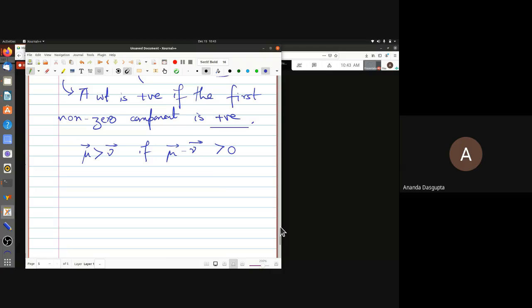But if mu1 equals nu1, then you move on to the next component. This, of course, is also called dictionary order or lexical order for the simple reason that's how dictionaries are ordered, right? You look at the first letter, when the first letters match, you look at the next letter, then you go on to the next letter, and so on. So there's a standard lexical order or dictionary order.